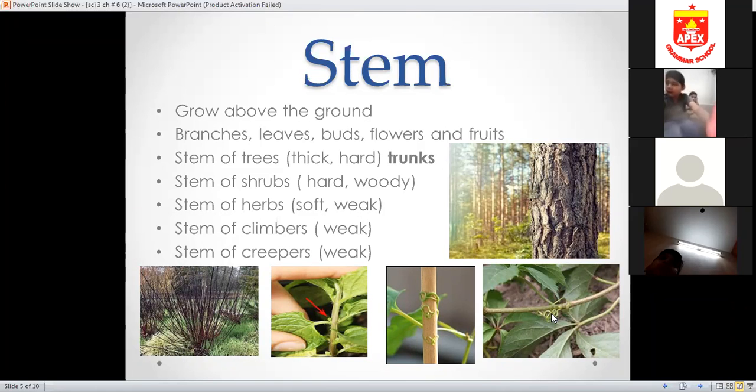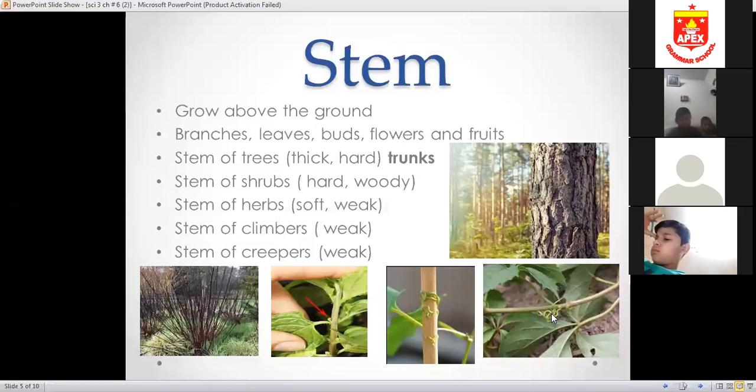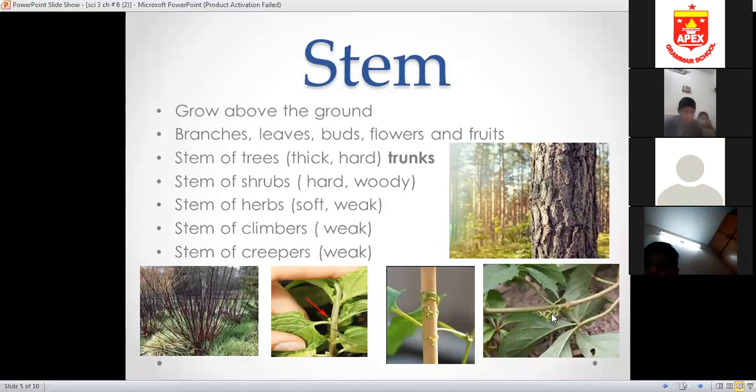The examples of creepers are the pumpkin and the watermelon. The climbers are the grapevine, pea vine, and the money plant. Herbs, I told you, are the spinach, the mint, and the coriander. In shrubs, you have seen the rose plants, the sunflower, and the cotton plants. So these are all small shrubs.